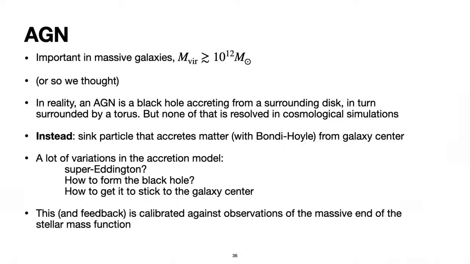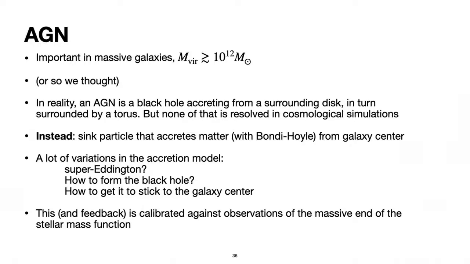Finally, there is AGN. This is important, like I said, in massive galaxies, which is what we thought until JWST. In reality, none of that is resolved. This happens on tiny, tiny scales. What we can do is form sink particles at the centers of galaxies when they become massive enough. We have a seed mass, which is typically 10^4 solar masses, something like that. And then we allow that to grow according to Bondi-Hoyle accretion, which is basically just sweeping up whatever gas it is crossing according to its movements.